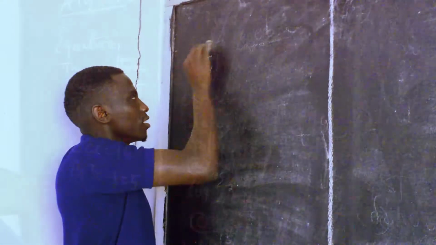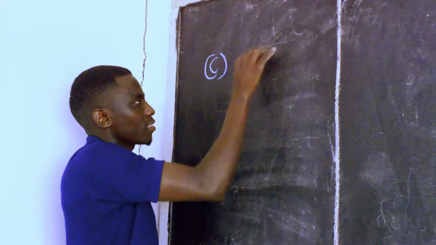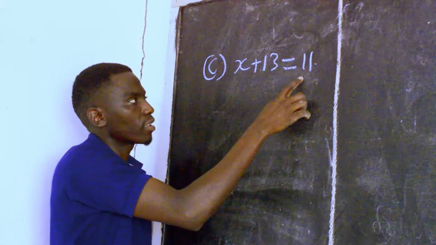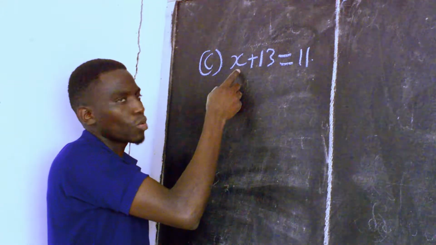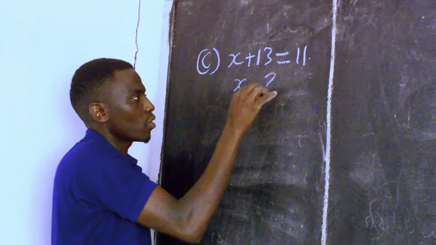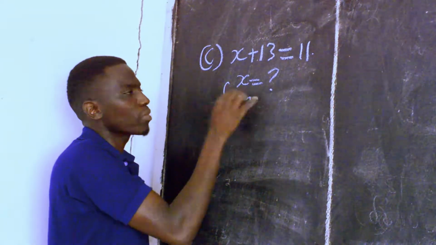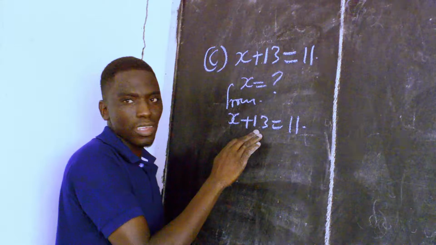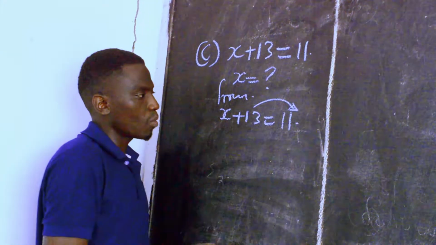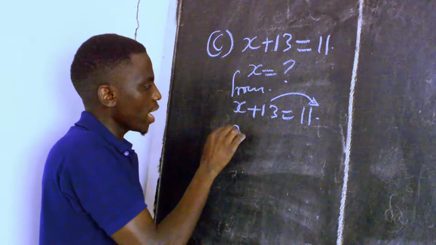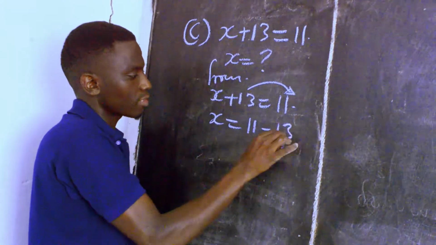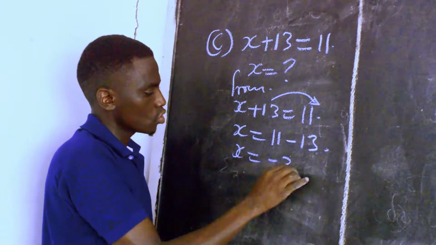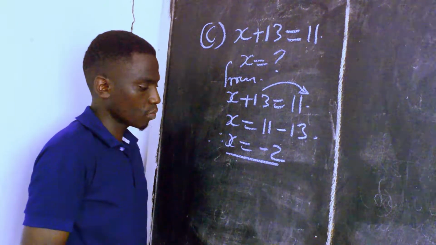But you also have a question: x plus 13 is equal to 11. Now here we have to find the value of the variable x, which we don't know. So from the given equation, you have x plus 13 is equal to 11. But 13 here is positive. Once it comes to this side, it becomes a negative. So x will be equal to 11 minus 13, which gives negative 2. This is the required value of x.